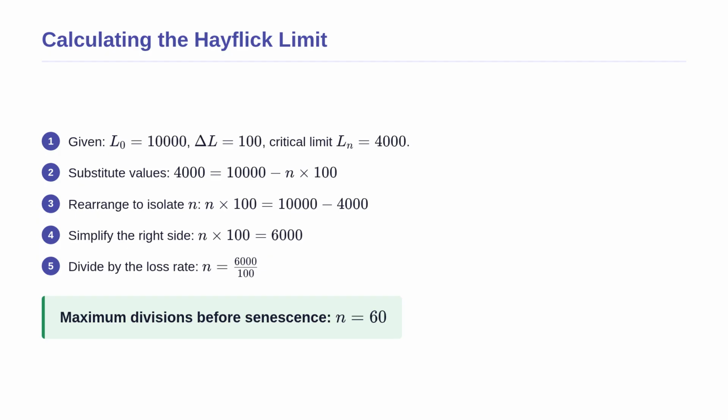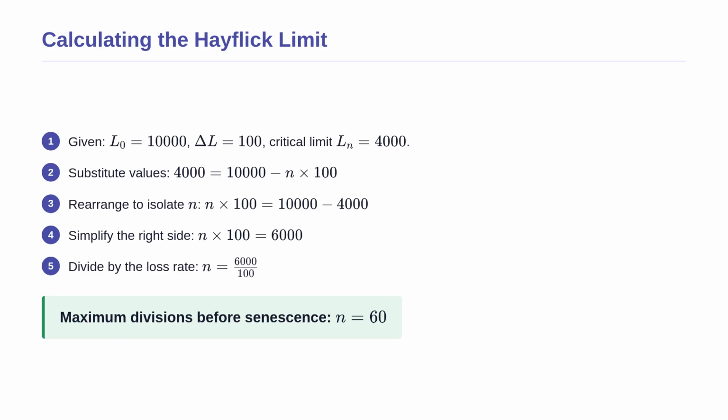Let us see this formula in action with a concrete example. Imagine a normal human skin cell starts with an initial telomere length of 10,000 base pairs. It loses an average of 100 base pairs per division. It will permanently stop dividing when it hits a critical threshold of 4,000 base pairs. We want to find n, the number of divisions.